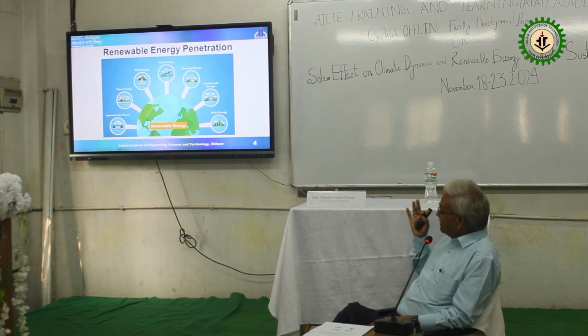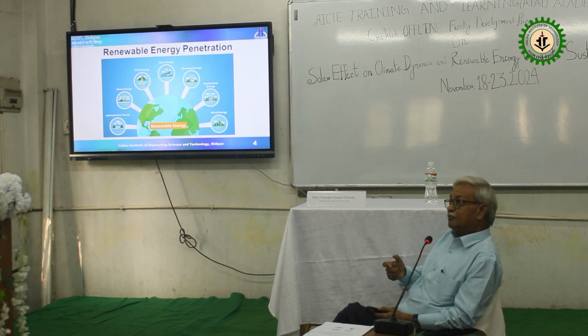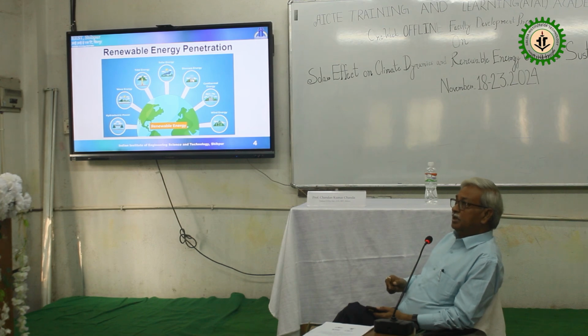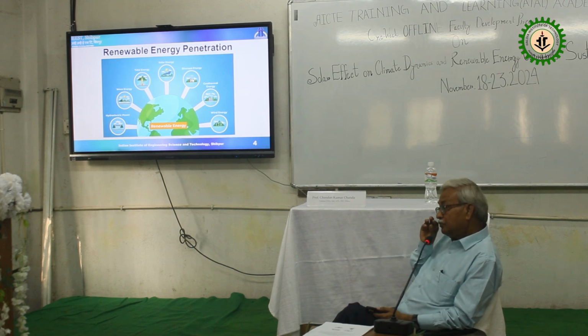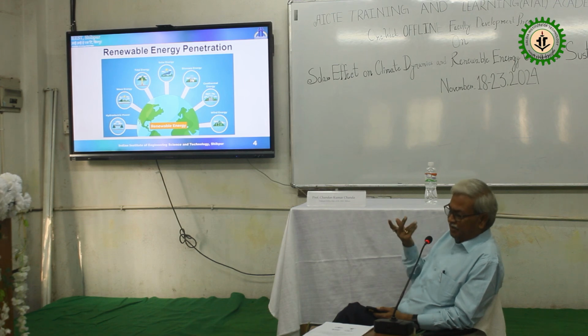I have intentionally given this slide because there are different types of renewable energy, and different types of energy mean the inertia is different. The inertia of a windmill is different from the inertia of a wind turbine. The inertia of solar is completely zero. The inertia of thermal is a little bit available. If you go for geothermal, a good amount of inertia is available. Tidal energy is available. So if you want to penetrate renewable energy, in a general sense it is okay.